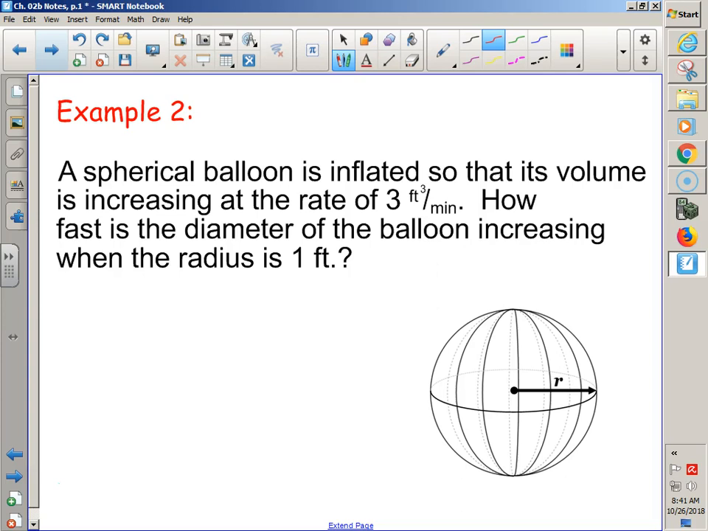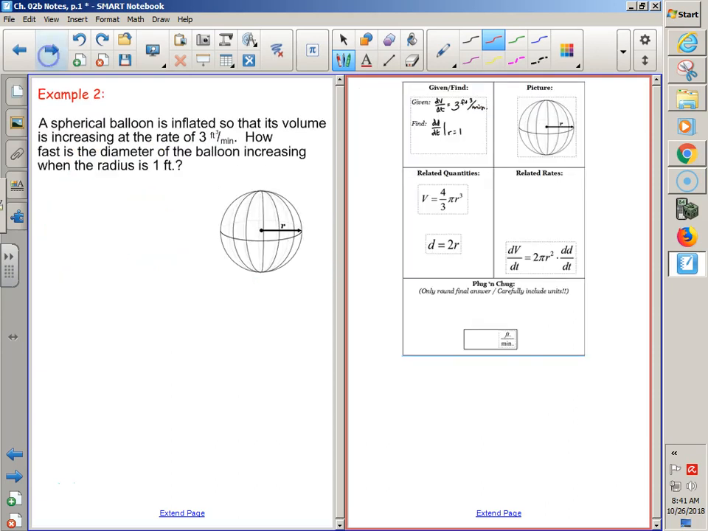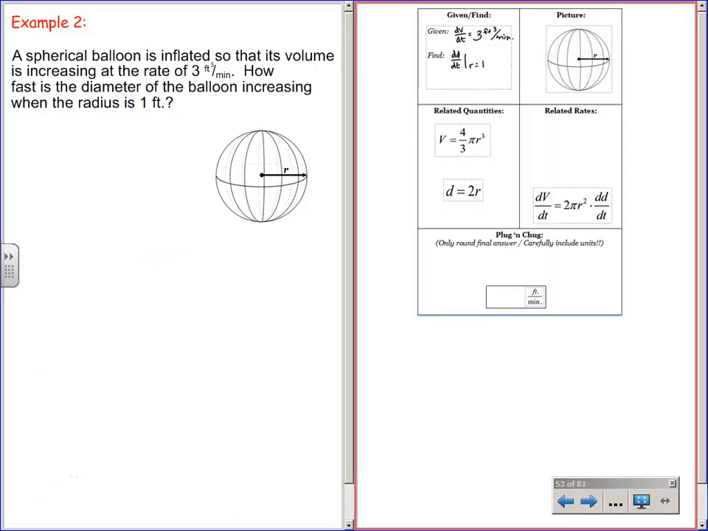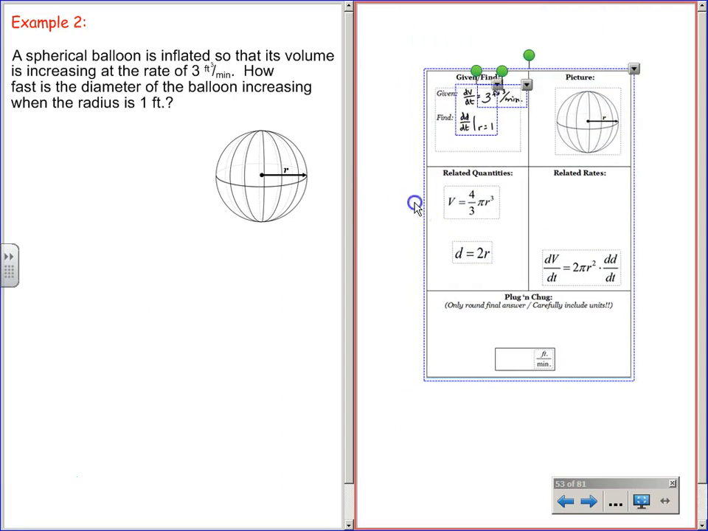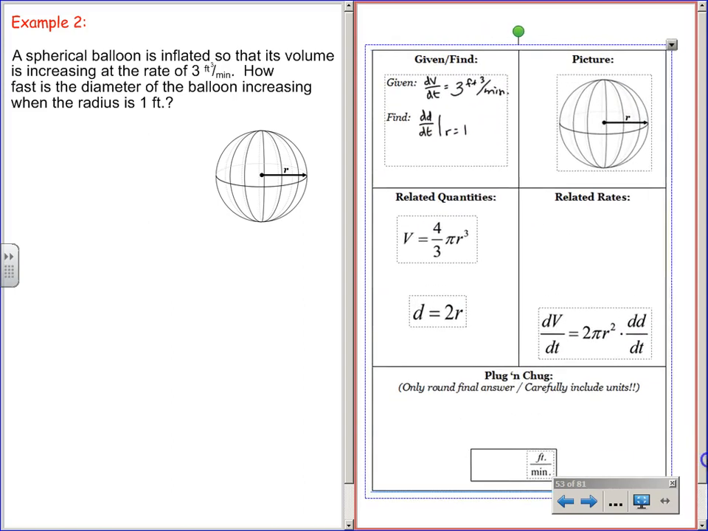Now, I'm going to show you something really quick, okay? This is one way of setting up a related rates problem. I'm not saying it's perfect. I'm not saying it's gorgeous. I'm just saying it's one way. I want you guys to see if my analysis makes sense as to what I plugged in where.